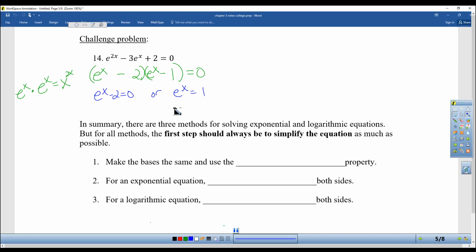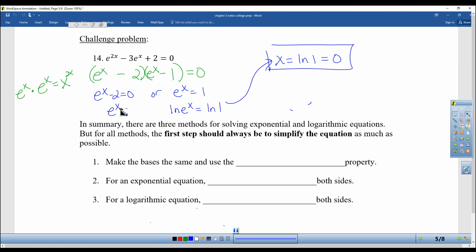How do I undo an e? With natural log. That's how you undo an e. So natural log and e cancel each other out. I just get x is equal to the natural log of 1, which you may remember is equal to 0. That's one of my answers. On this one, you have to get the e to the x all by itself. Don't forget what you just learned, right? And then I take the natural log of both sides. And on this side, I get x is equal to the natural log of 2. So those are my two answers.